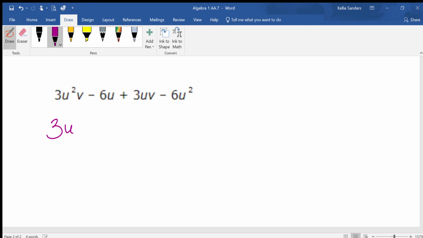Can I take out any V's? That's right. I can't. So I'm going to divide everything by 3U. So I'm left with a UV minus 2 plus V minus 2U.